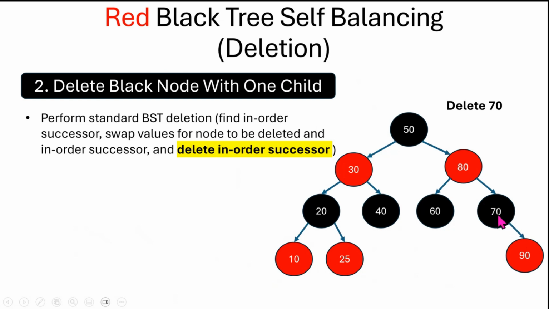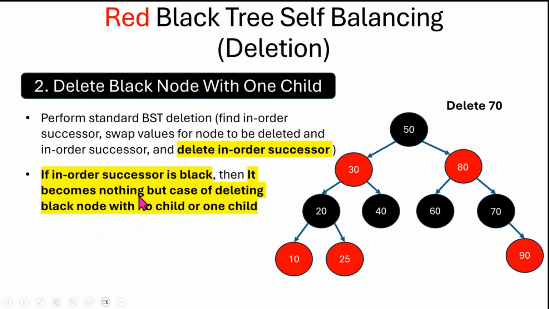Now the in-order successor is black. Now if the in-order successor is black, then there can be two cases. One is deleting the black node with no child, or deleting the black node with one child.